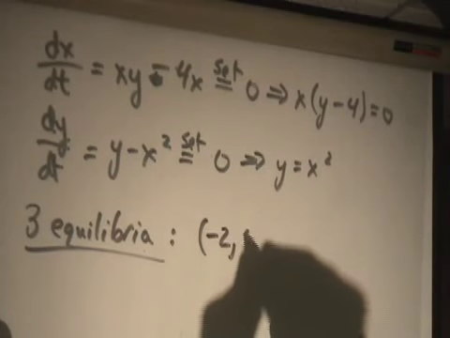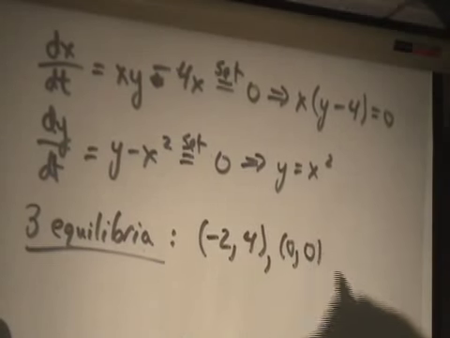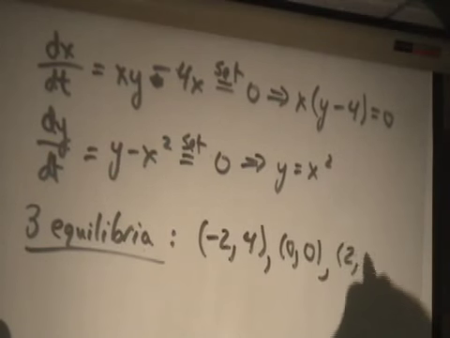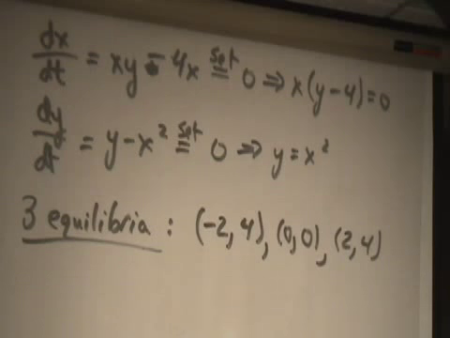-2, 4, 0, 0, and +2, 4. I could have written these, I could have combined the first and third as plus or minus 2, 4. Well, I'll write them as three equilibrium points like that.